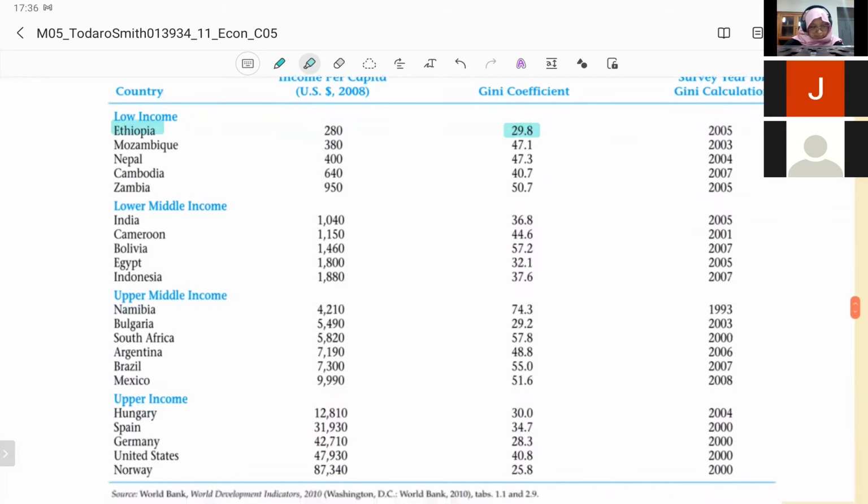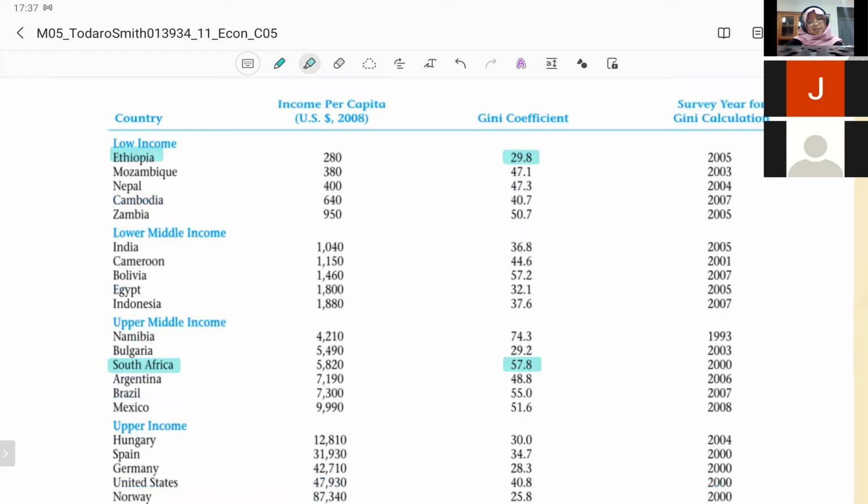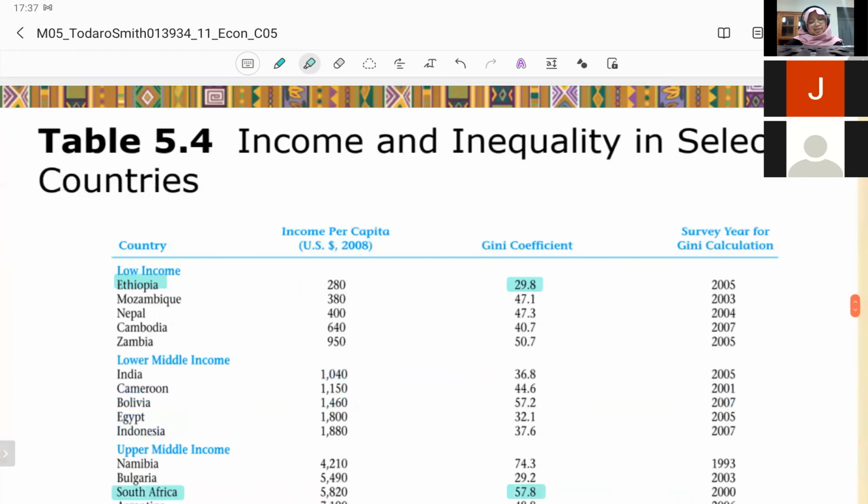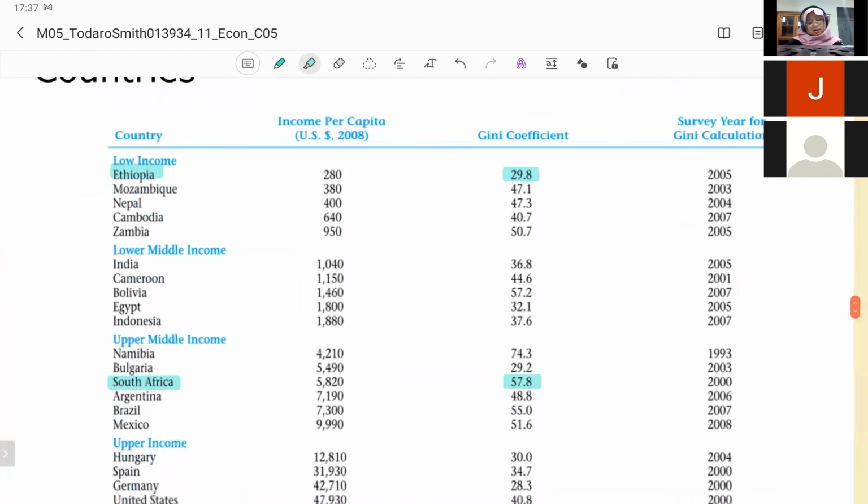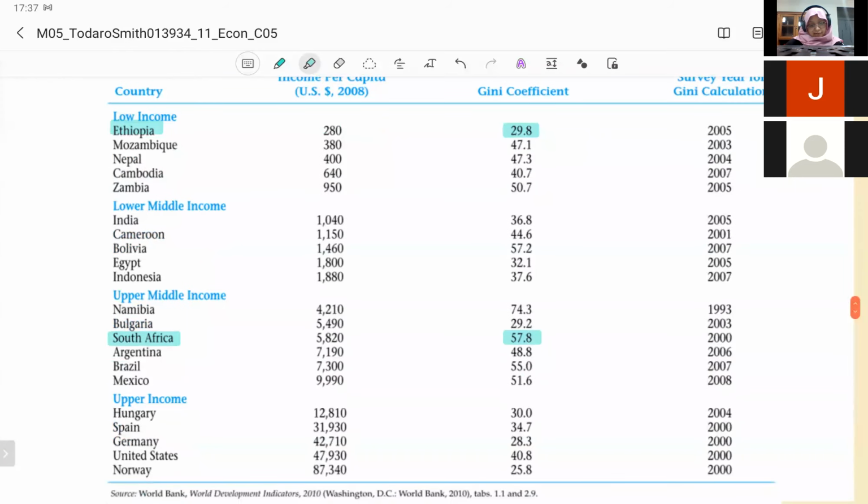Meanwhile, in the upper middle income country, so this country are richer than Ethiopia. Let's take a look at South Africa, for example. Their Gini coefficient is even worse. So, like I said before, just because a country is richer, it's not necessarily that their Gini coefficient is better. And then let's take a look at Norway here.